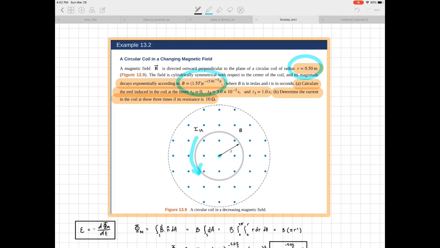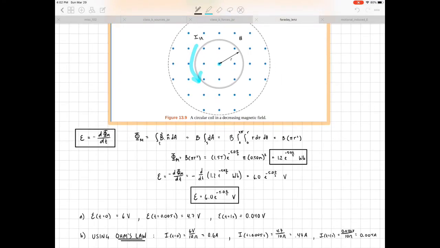Now the question is, well, what is that induced current? So we're going to actually quantify this using Faraday's law. So let's see what happens. First off, Faraday's law right here. So the magnetic flux itself, we've got to do the integral of B dot dA.